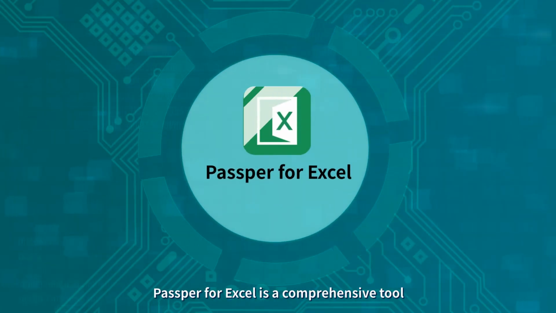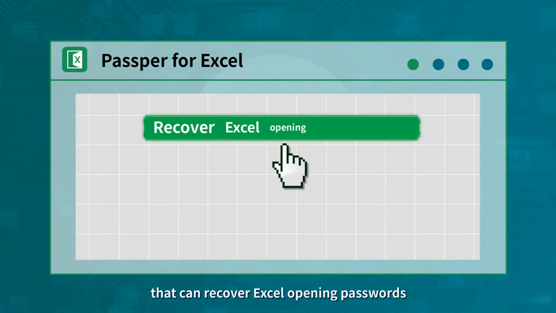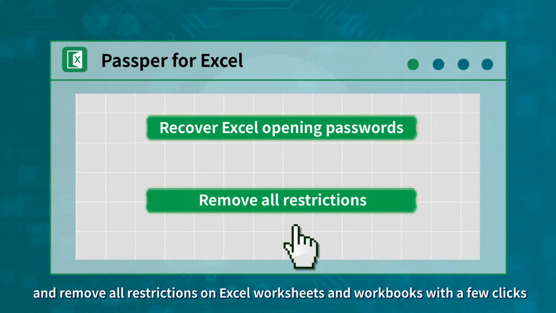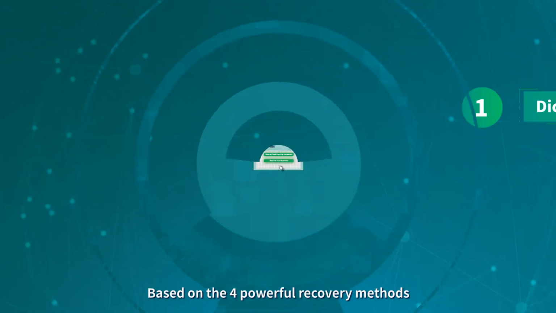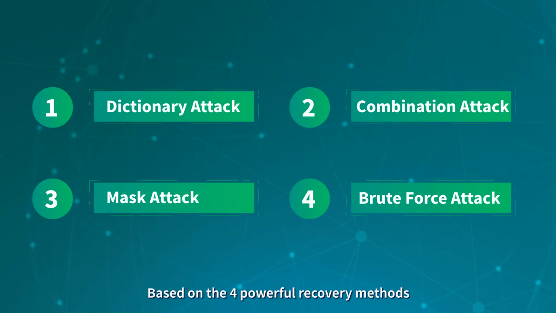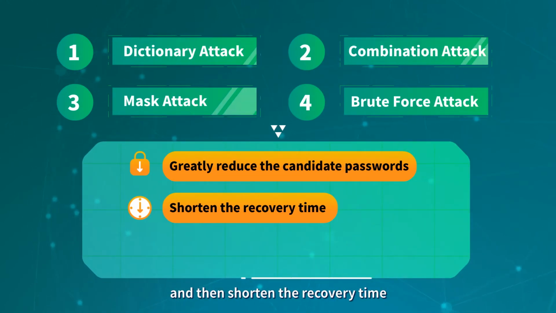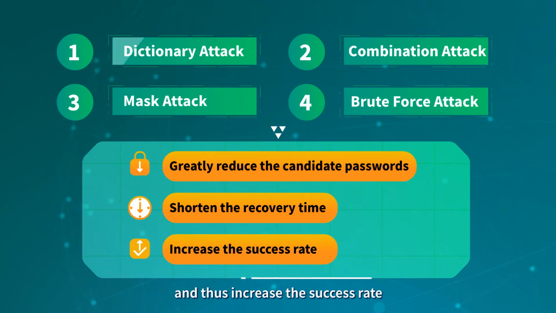Passper for Excel is a comprehensive tool that can recover Excel opening passwords and remove all restrictions on Excel worksheets and workbooks with a few clicks. Based on the four powerful recovery methods, Passper can greatly reduce the candidate passwords and then shorten the recovery time, and thus increase the success rate.